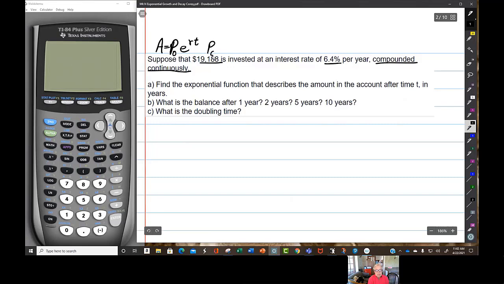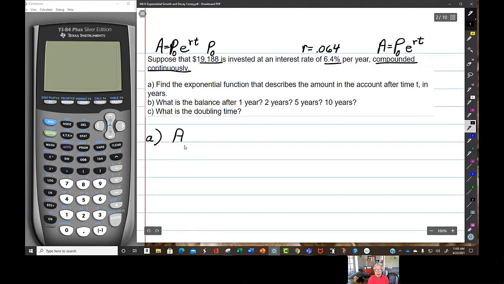Okay, so 19,188 is P naught. And 6.4% is R, written as 0.064. Compounded continuously is this formula right here, which is the general formula for continuous compounding. Now you've always got to find the specific formula, so let's just do it.